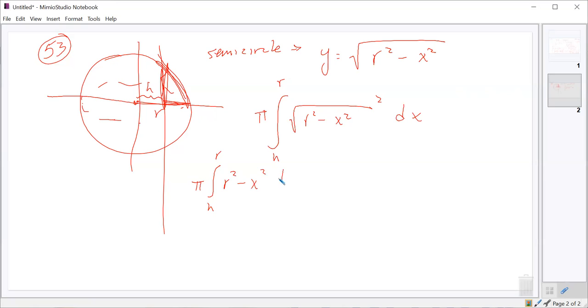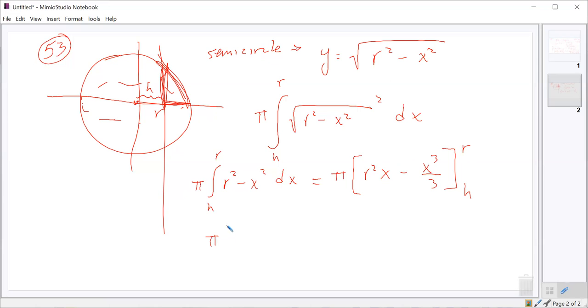What's the variable in this problem? There's only one. X. We're integrating with respect to x. R, h, r squared, those are all constants. So when I integrate r squared, I do not get r cubed over 3. R squared is just a number. So when I integrate that, I get r squared times x, and then minus x cubed over 3 from h to r. Everybody good with that? Okay.